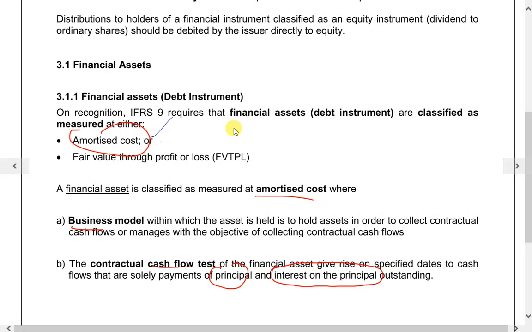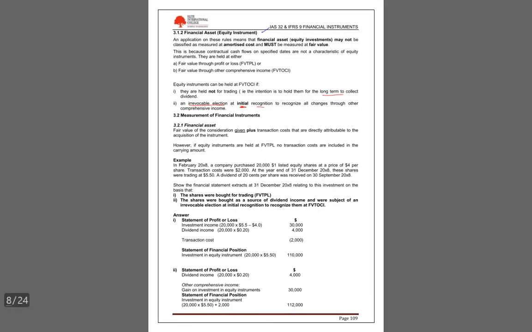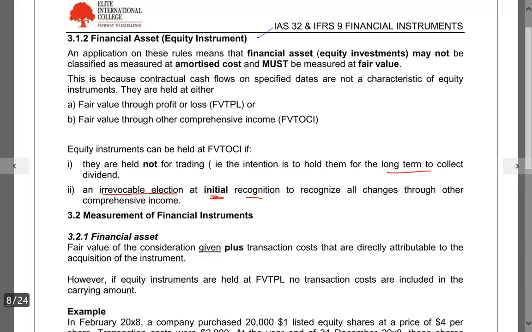Amortized cost, fair value. This is when you meet the two conditions: business model and cash flow test. Direct opposite, mirror image of financial liability, amortized cost. Okay? Mirror image. Fair value we don't go through, skip. Any increase, decrease, also go to P&L. We skip. Financial asset equity, both also fair value. One is fair value through profit and loss or OCI.